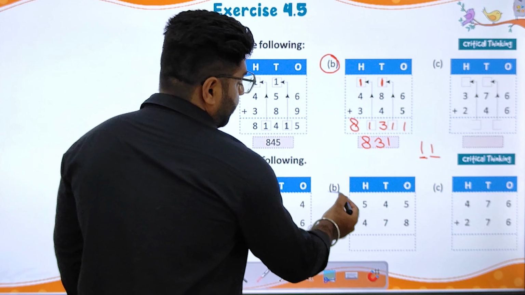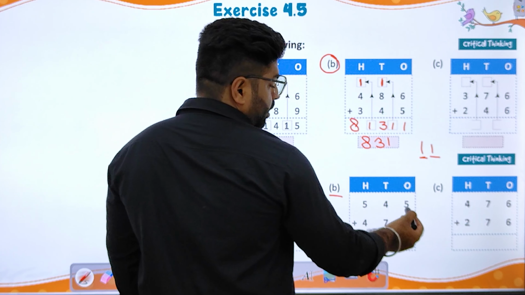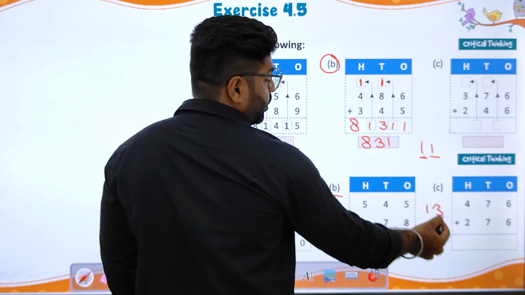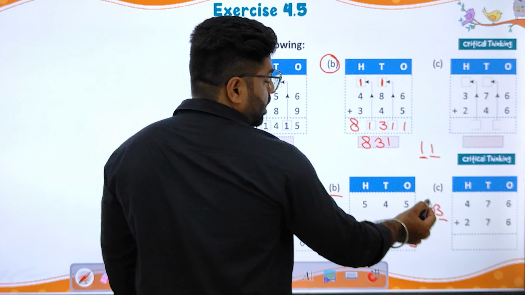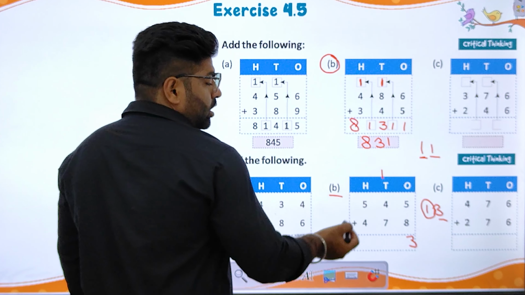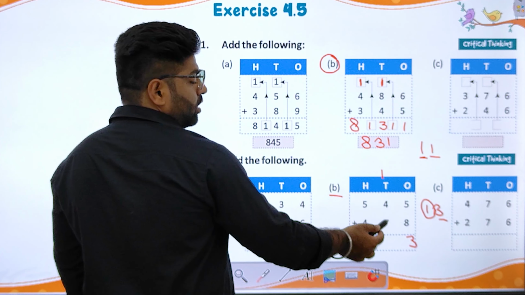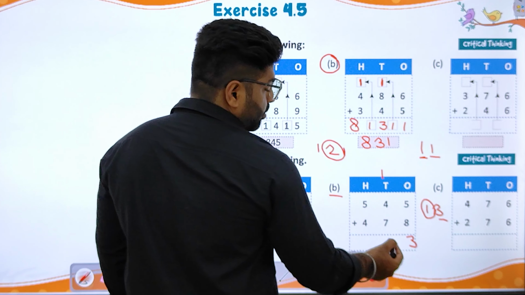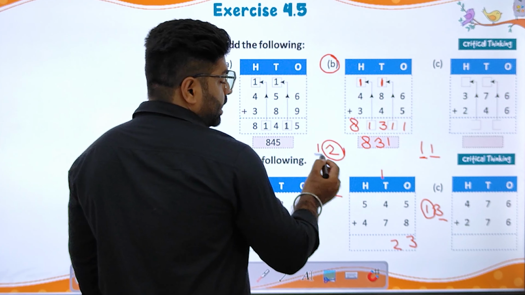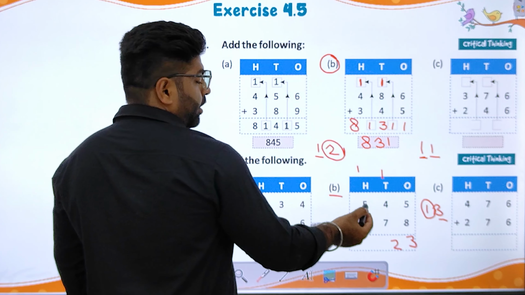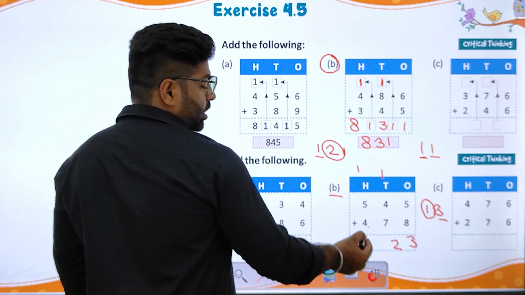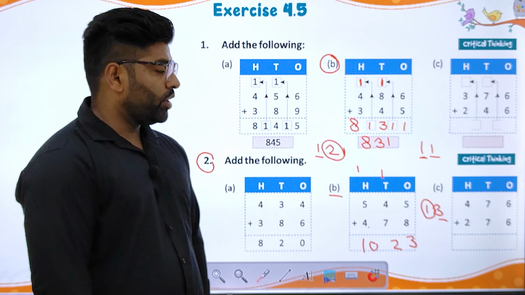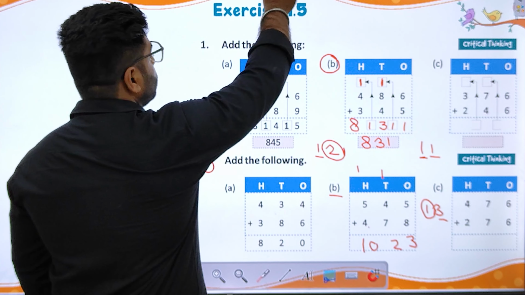Okay, next question we are having question number 2. Add the following. Here we are having B part, that is 8 plus 5 is 13. So we are going to write 3 at the ones place, and this one is carried to the next place. So we carry one to the tens place. So 8 plus 4, 12 plus 1, that is 13. Again we are having a two-digit number. So the ones place should be written here, and the tens place should be carried to the next place. Here we are having 5 plus 4 is 9 plus 1, this is 10. So our answer is 1023. So this is our carrying method which we have to do.